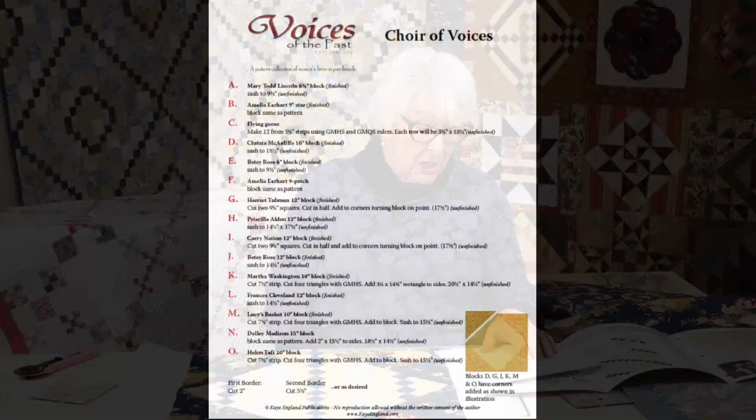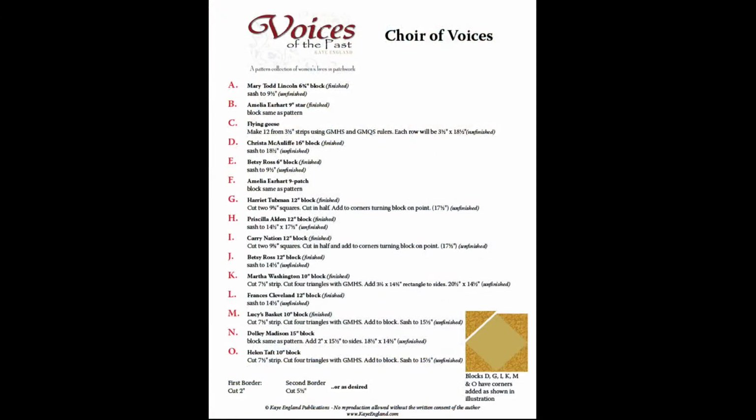But then after it says, it'll tell you that it is a 12 inch finish. Then it says cut 2, 9 and 3/8 inch squares, cut in half, add to the corners, turning the block on point. And if you look down in the lower right hand corner of that page, it has a diagram of how we square off a block. So how we end up doing it.